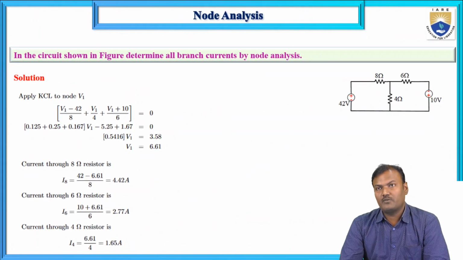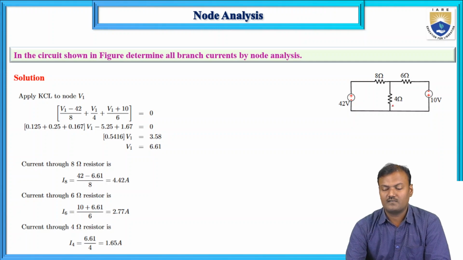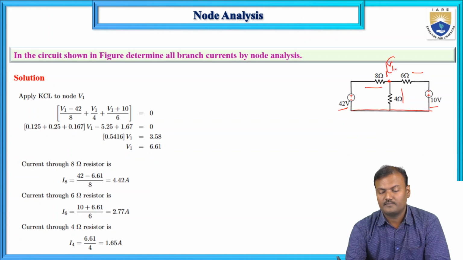So let us implement with another source. Here we are considering two sources, 42 volts and then 10 volts. The problem here is: in the circuit shown in the figure, determine all branch currents by node analysis. We need to calculate all the branch currents, the currents flowing through 8 ohms, 6 ohms and 4 ohms. So by applying nodal analysis, first we are assuming this as the reference node and the other node is this one, that is, let us say this is node 1 and the voltage present at this node is V1.